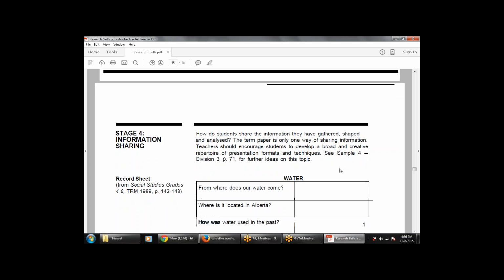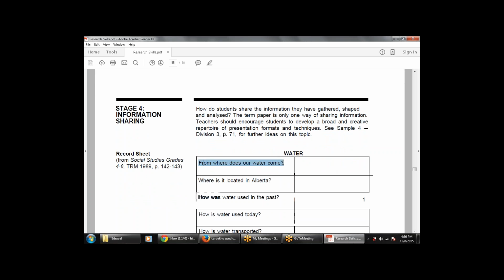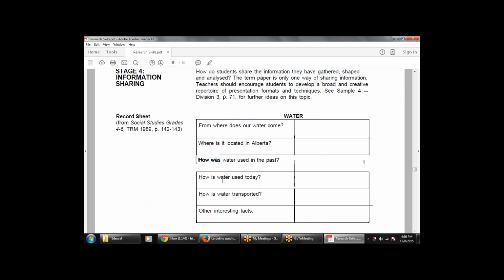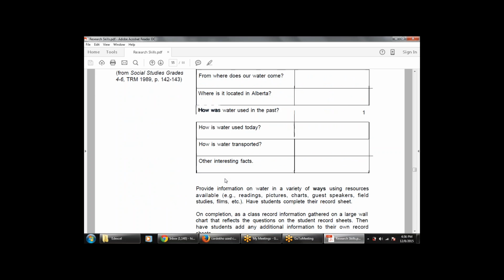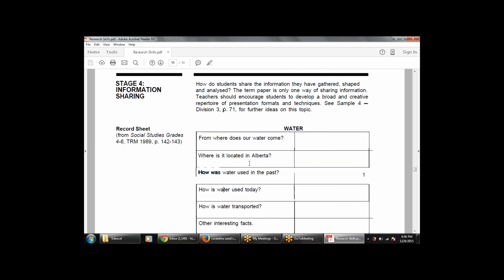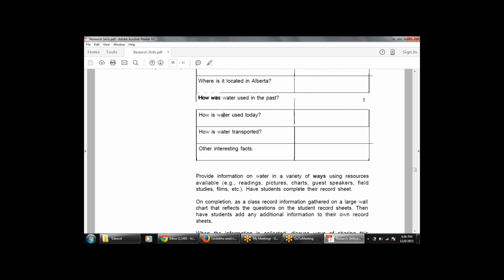This is one example that is given, about water. From where does water come? This is a space where it is located in Alberta. How was the water used in the past? How is the water used? This is one example of how we can share the information by using the record sheet. We can record our opinion in the sheet, and that sheet will be passed to various persons so that they also get the information.